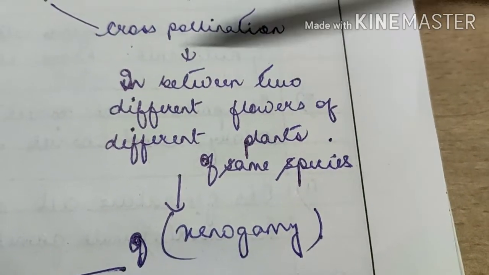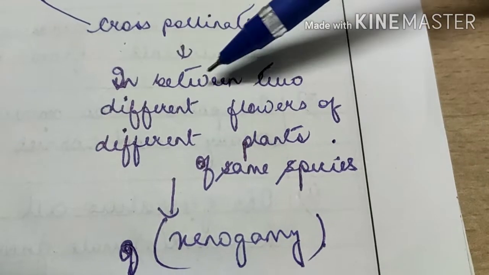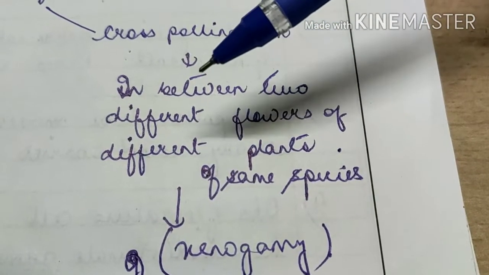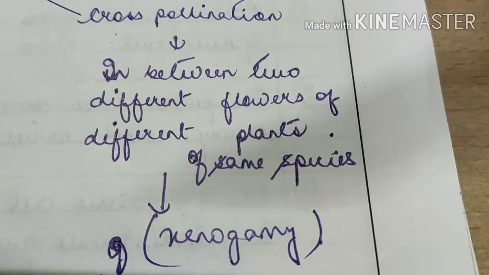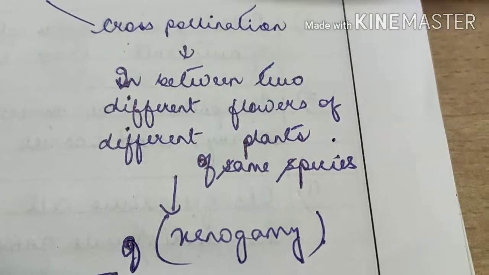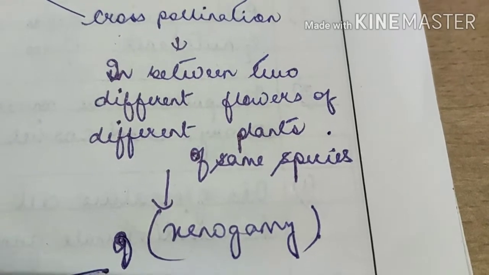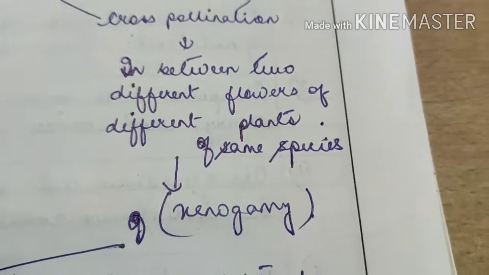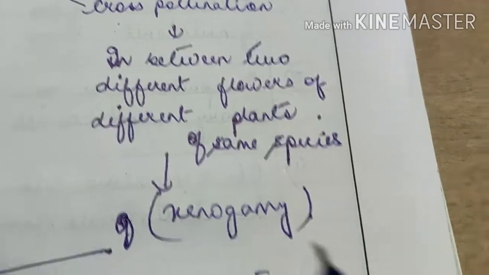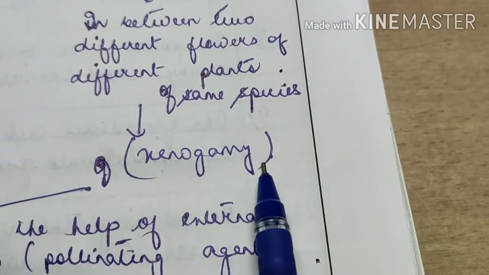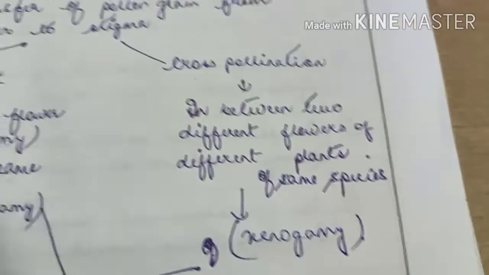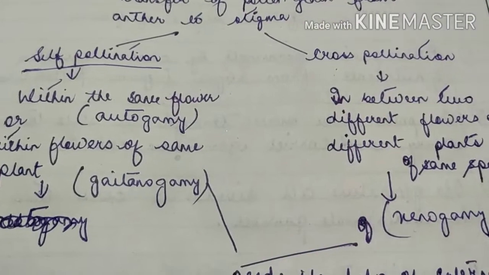It is mandatory. So when pollen grains are transferred from the anther of one flower present in one plant, or present in a male plant, to the stigma of the female flower present in the female plant belonging to the same species, we call it cross-pollination, or another word we use, that is xenogamy. So these are the ways by which pollination can take place.